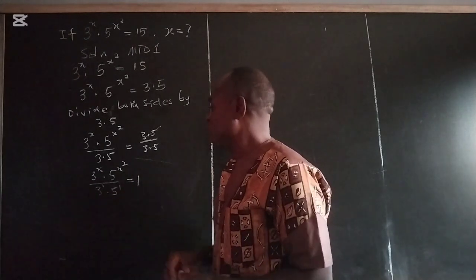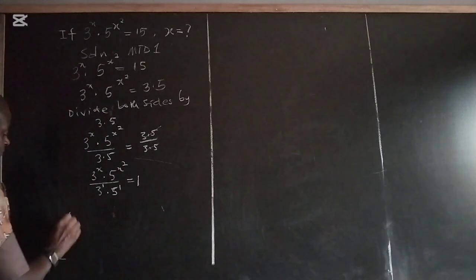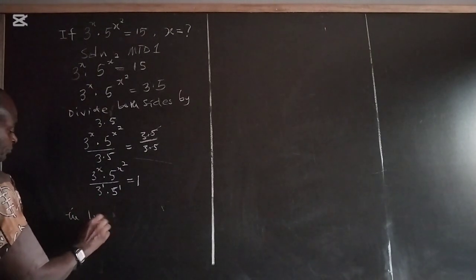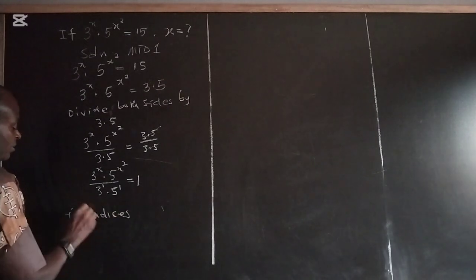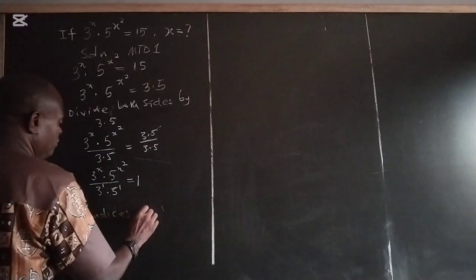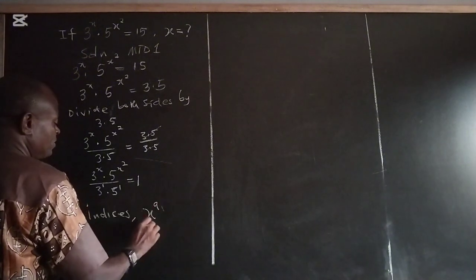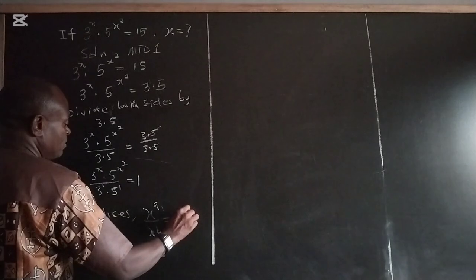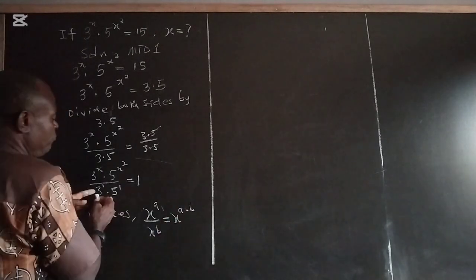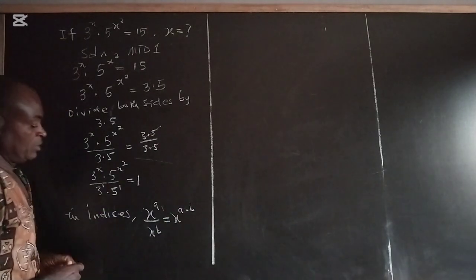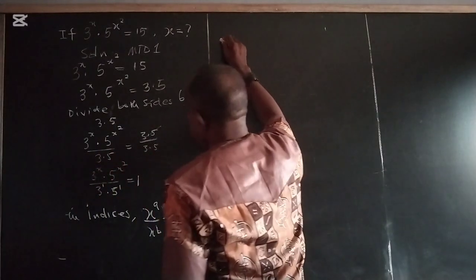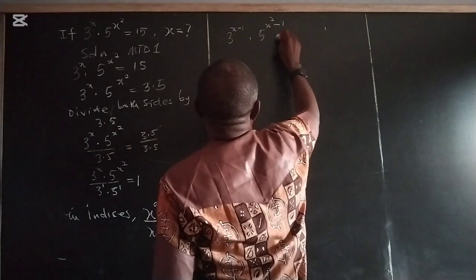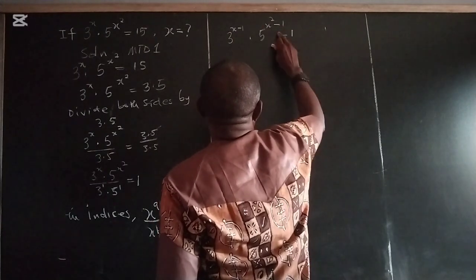So what we are going to do is, in indices, if you have x raised to power a divided by x raised to power b, what this means is x raised to power a minus b. So if we apply the law, what we are going to have is 3 raised to power x minus 1. This result is equal to 1.